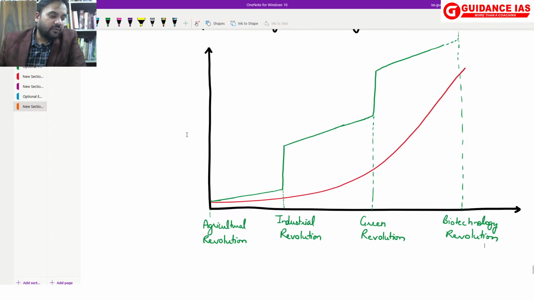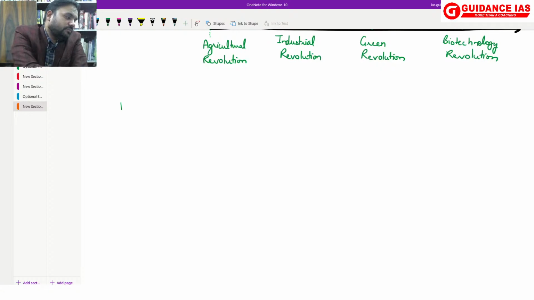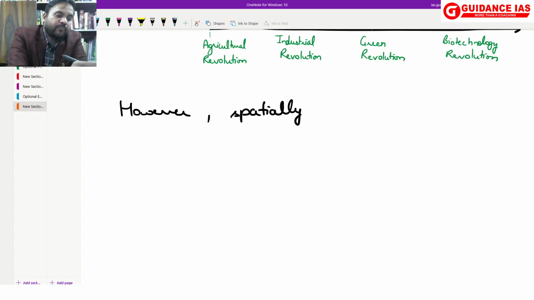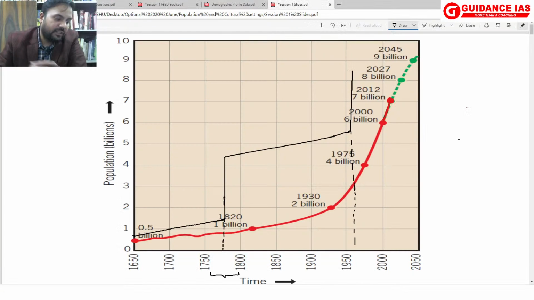Once I have written this, I'll say that, however, spatially the relationship has varied. Spatially the relationship has varied. And then you will start talking about the relationship, how it has been variable.